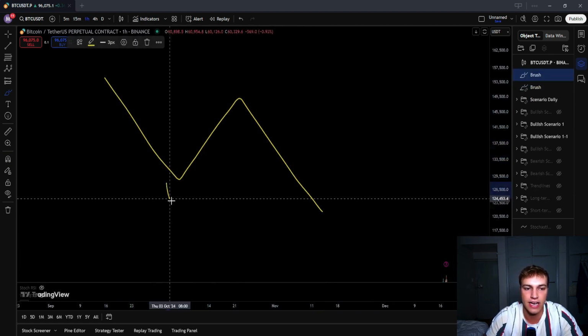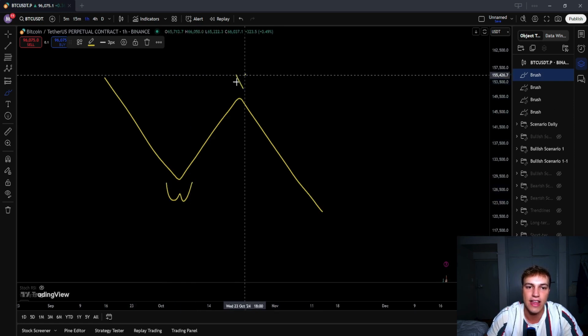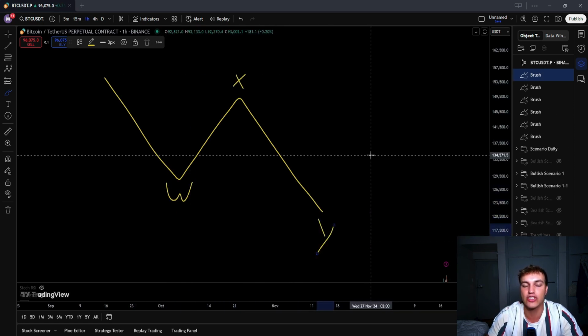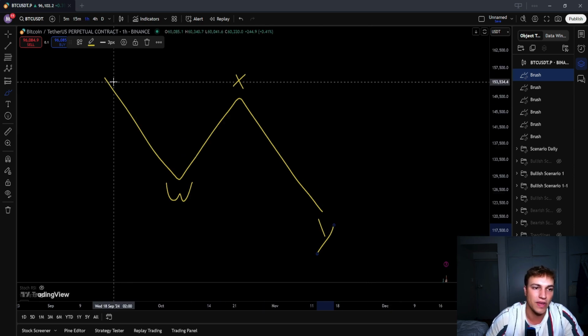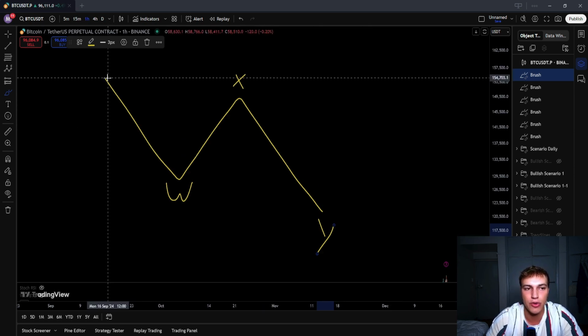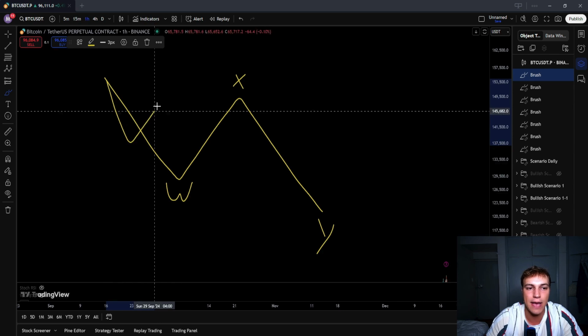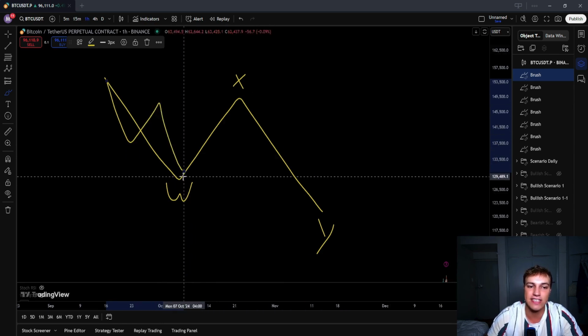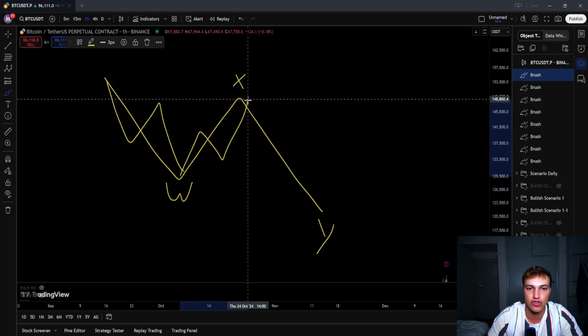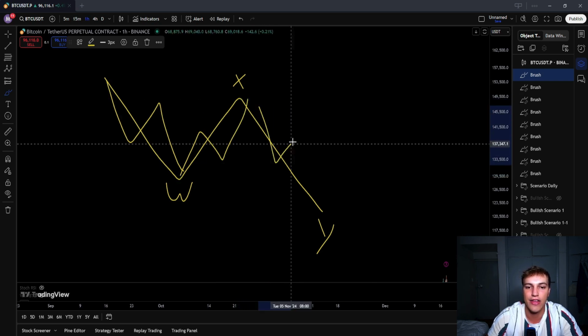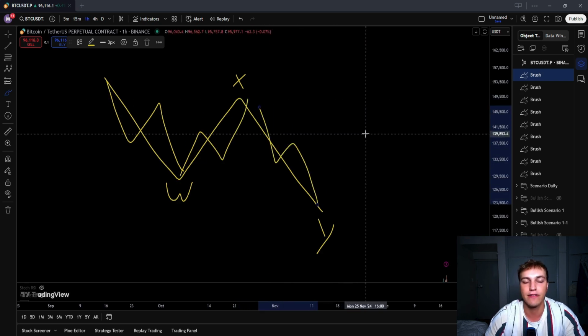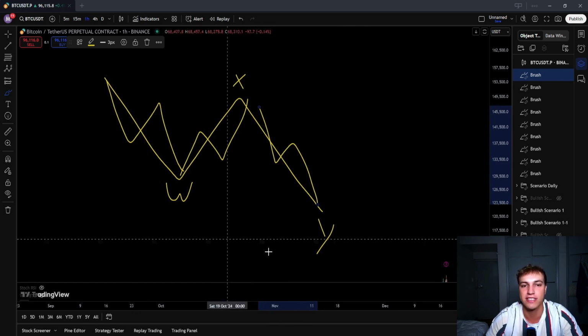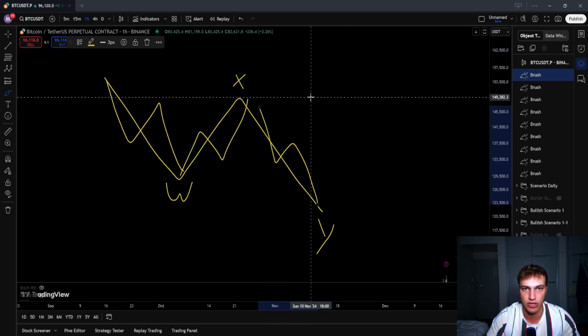WXY. Inside these moves, we need 3-wave structures again. So we need to have in this W an A, B, and a wave C, right? In this X, another 3-wave structure, and in this Y, another A, B, and wave C. This is how the chart is supposed to look in a perfect world.